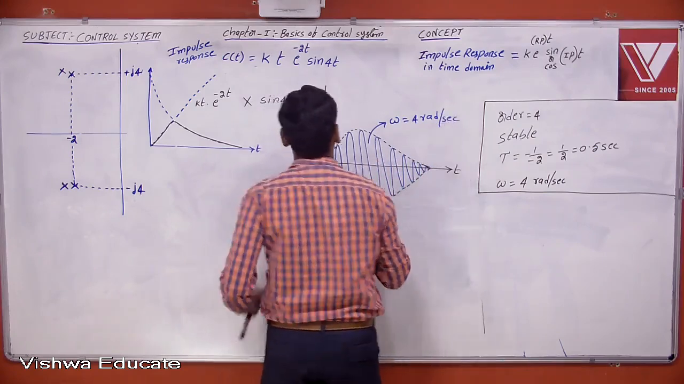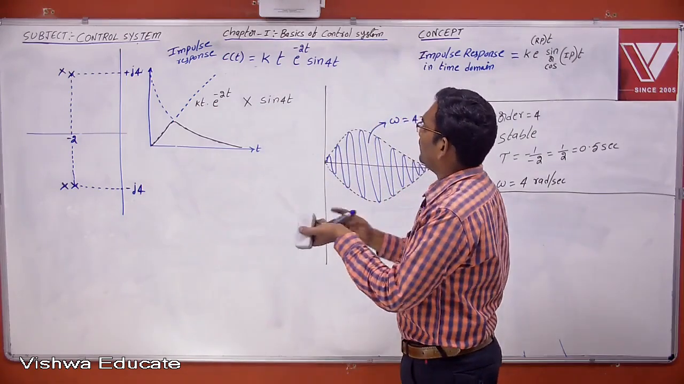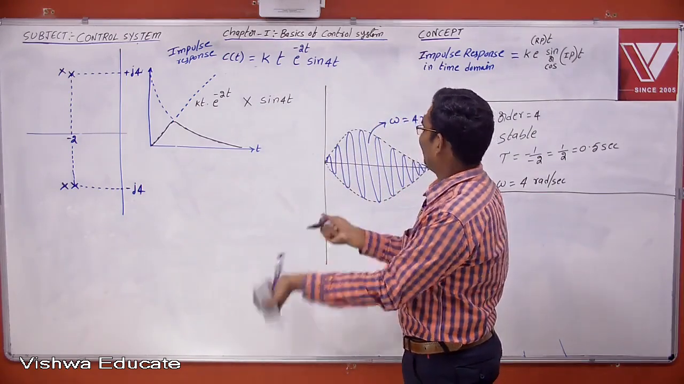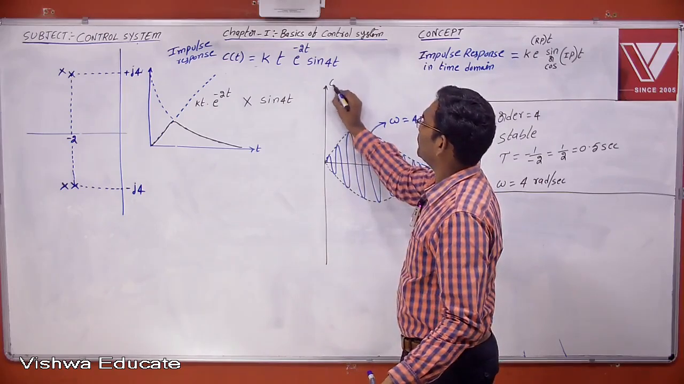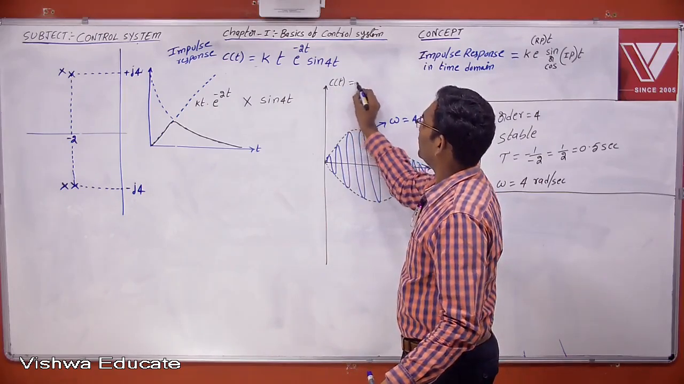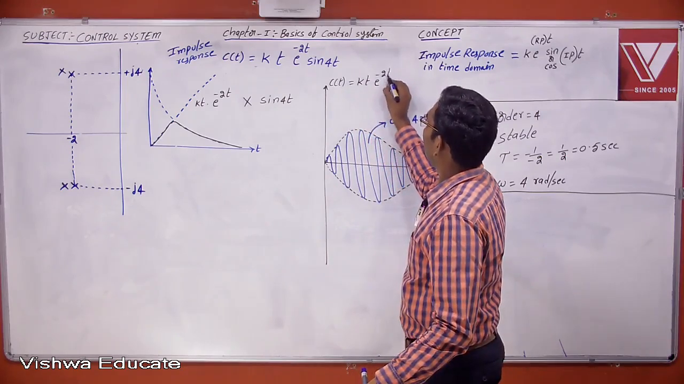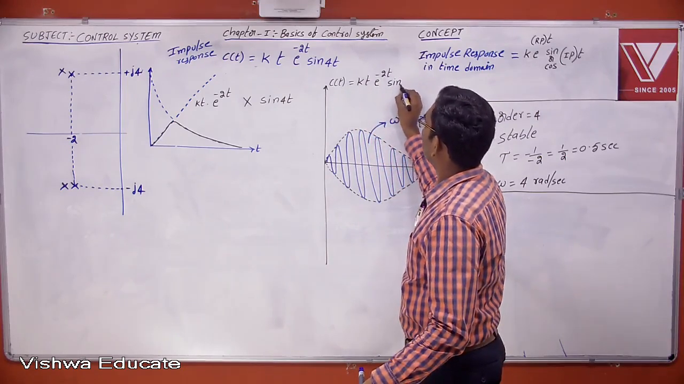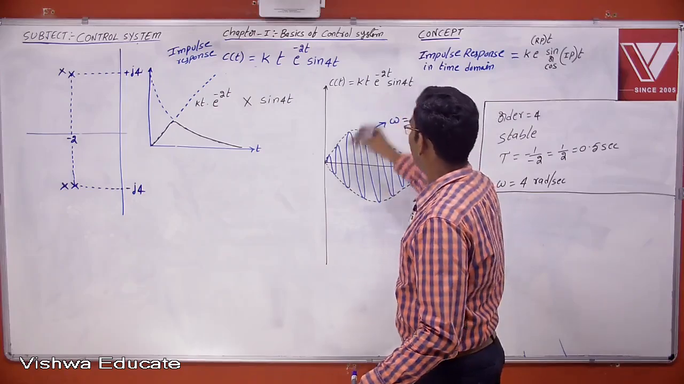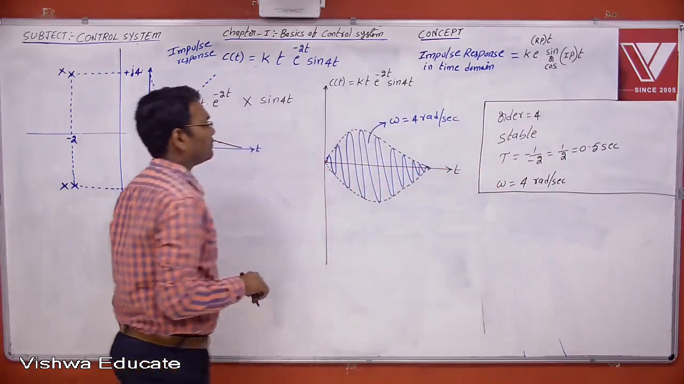Now, this is the impulse response in time domain directly. Some constant into t into e power minus 2t into sine 4t. This is directly the answer.